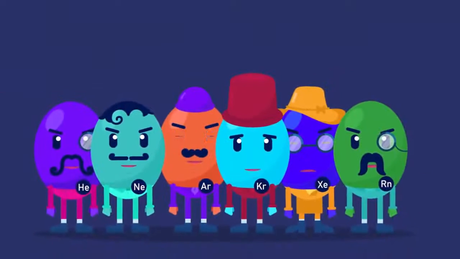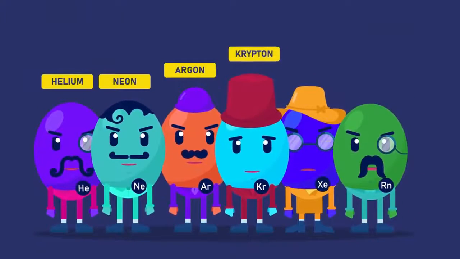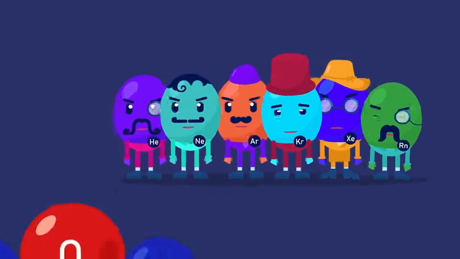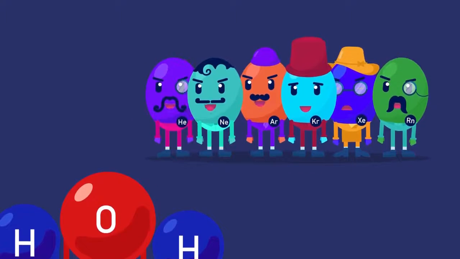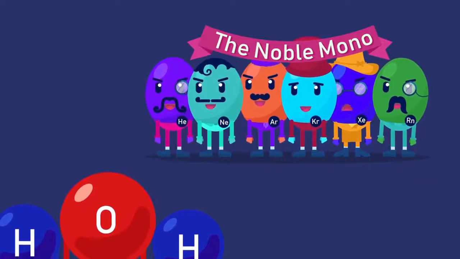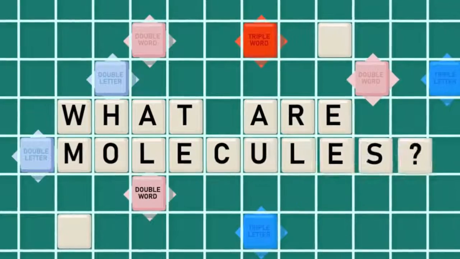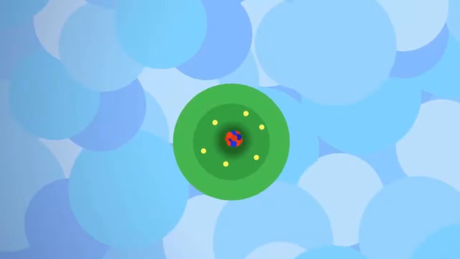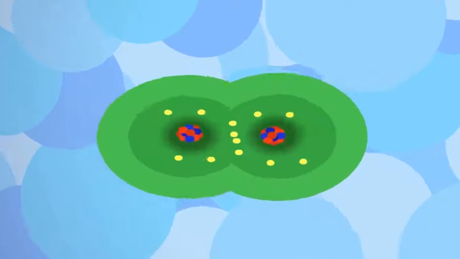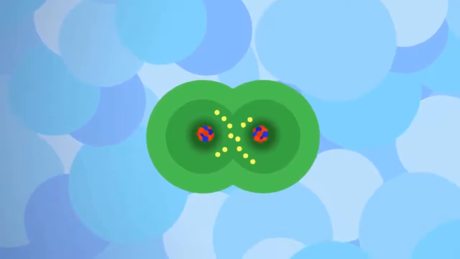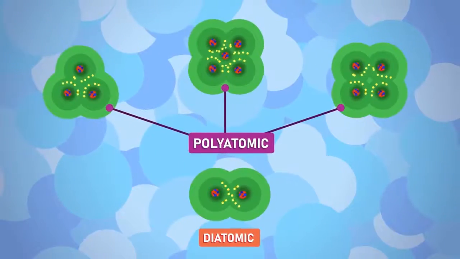Noble gases such as helium, neon, argon, krypton, xenon, and radon are elements that exist as individual atoms, which is why they are called monoatomic elements. What are molecules? Unlike the elements that have only one type of atom, molecules are formed by two or more atoms that are chemically combined. Molecules can be diatomic or polyatomic.